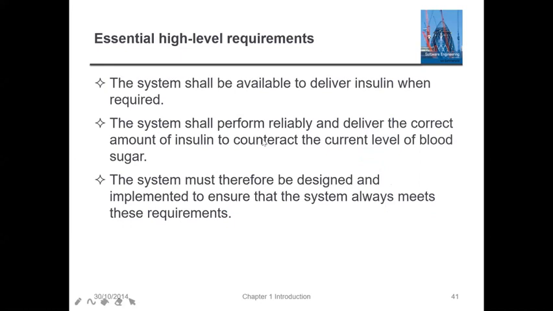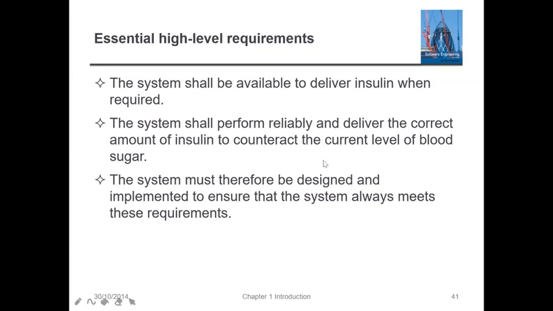And here, what is actually required, what are the high level requirements. The system should be available to deliver the insulin whenever it is required. In the hospital, this insulin amount has to be present. If it is not present, definitely it is a crisis. The next point is the system shall perform reliably, error free, there should not be any mistake, and deliver the correct amount of insulin. You should give the correct amount of insulin to the patient.